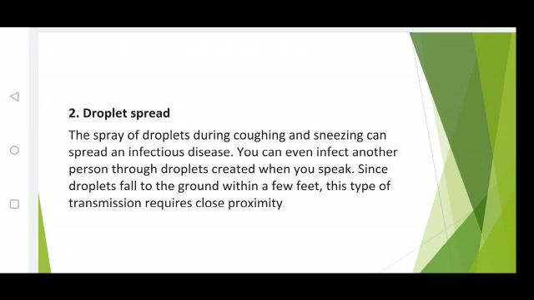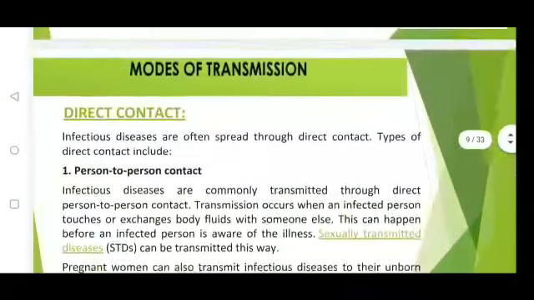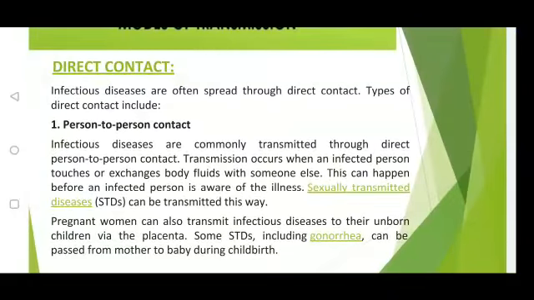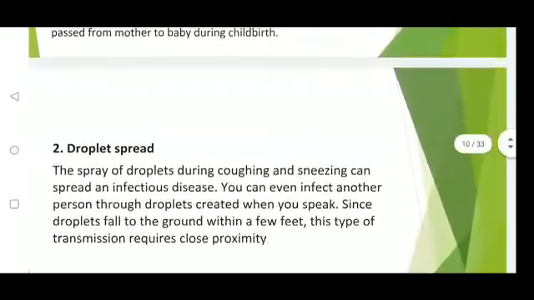Now the government is also giving strict instructions regarding corona. Keeping a distance between people is what we call social distancing, in order to prevent droplet spreading and all. So under direct contact, we learned about person to person contact and droplet spread.